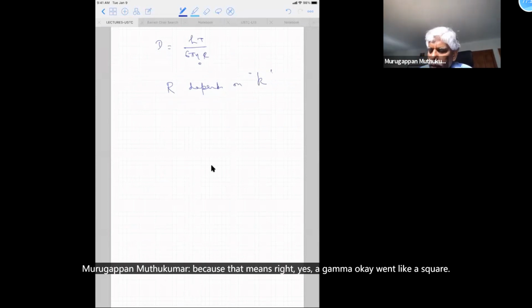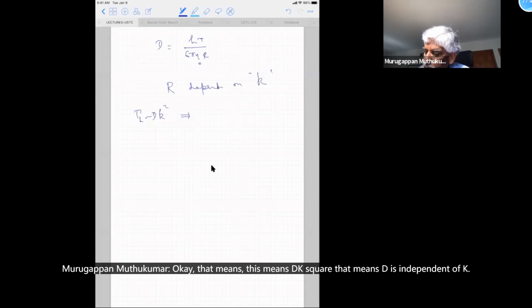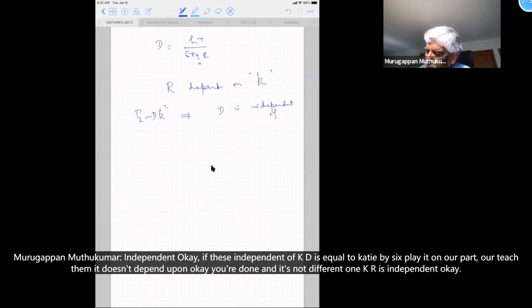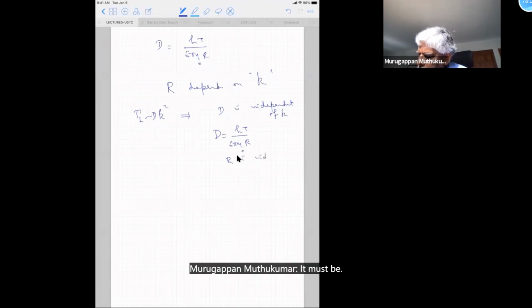Because if gamma k went like k squared, that means Dk squared, which means D is independent of k. If D is independent of k, D is equal to kT by 6 pi eta naught R. T doesn't depend upon k, eta naught does not depend upon k. R is independent of k. It must be.